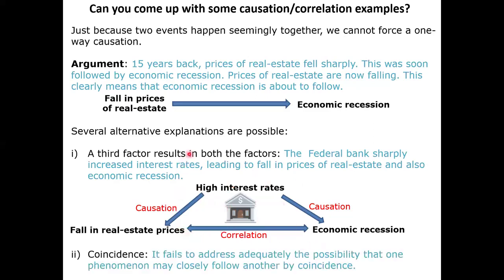Believe it or not, one way in which we can challenge this causal relationship is through coincidence. It fails to address means the original argument fails to adequately address the possibility that one phenomenon may closely follow another by coincidence. See, what happened here, as per the argument, was once 15 years back. What happened once 15 years back could have been a coincidence.